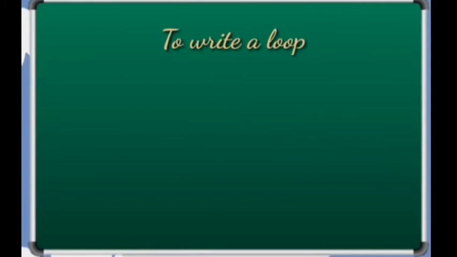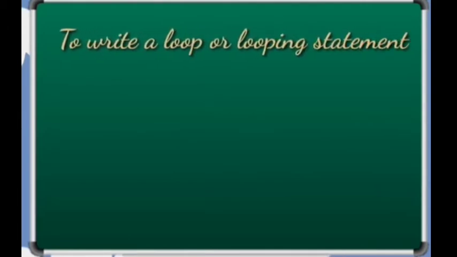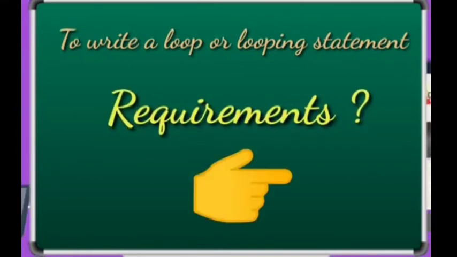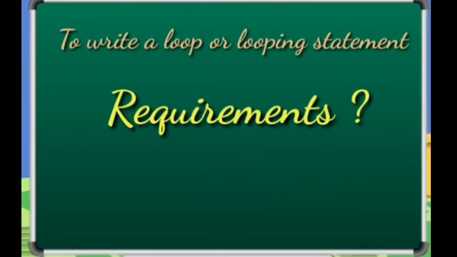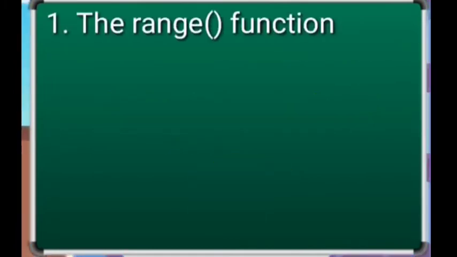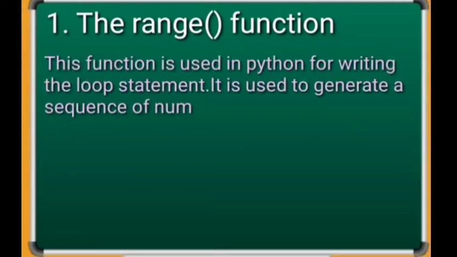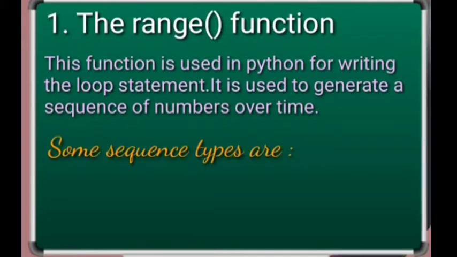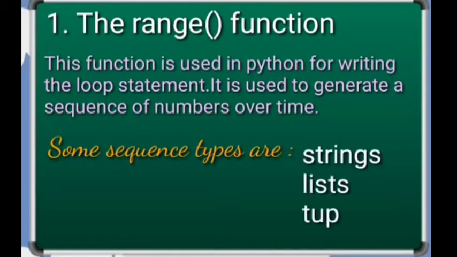So now, before discussing the different types of loops that are used in Python, I want to discuss a few important terms which are the basic requirement for writing the looping statements in Python. So the first one is the range function. This is a function which is used in Python for writing the loop statement. It actually generates a list which is a special sequence type. It means that a sequence is followed for executing the loop in Python. And some sequence types are strings, lists, tuples.